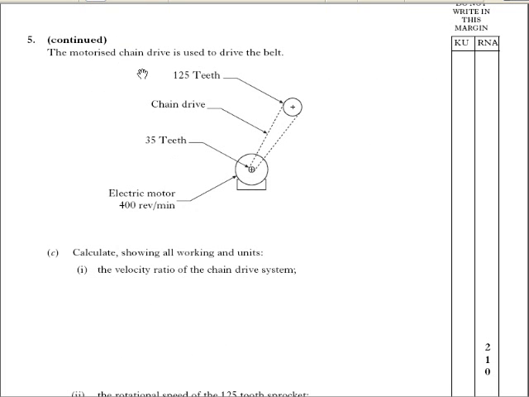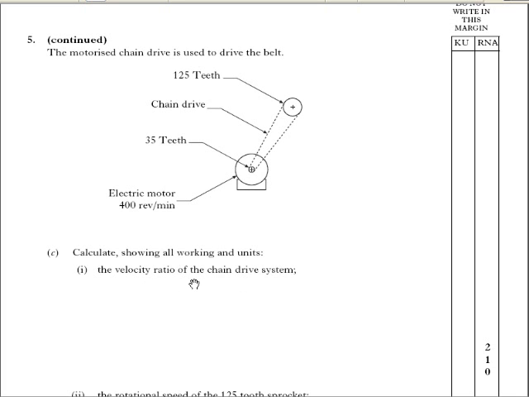The motorized chain drive is used to drive the belt. Okay, so there's a diagram there. Selected motor is going 400 revs per minute. There's 35 teeth on the motor, 125 on the output. So the driver's got 35 teeth and the output thing's got 125.